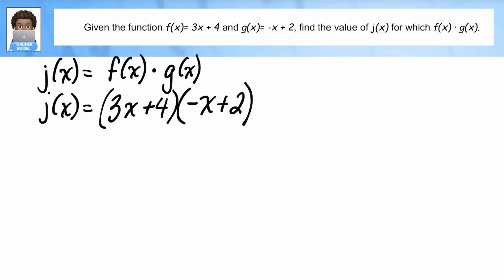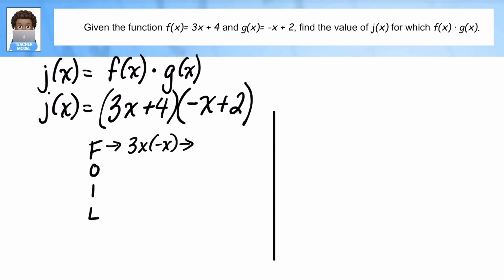And this is where you've got some options again, because you've got binomials times binomials, which we've done before. So you can either FOIL or you can use the array method. So let's say you want to use FOIL. Your first numbers are 3x times a negative x. Let me actually write that down so you can see what I did for the first numbers. 3x times a negative x gives us negative 3x squared.